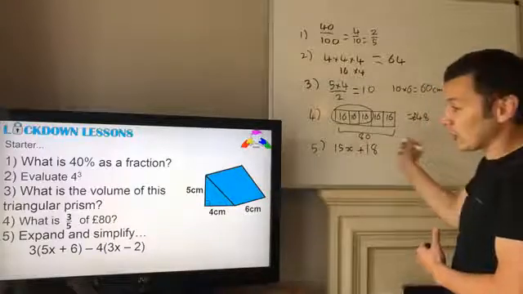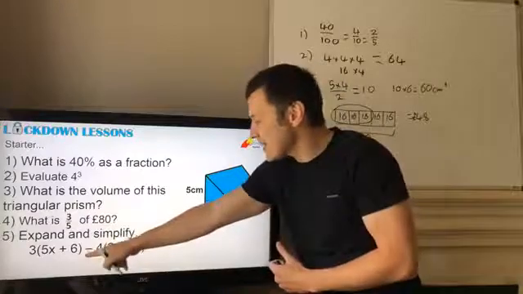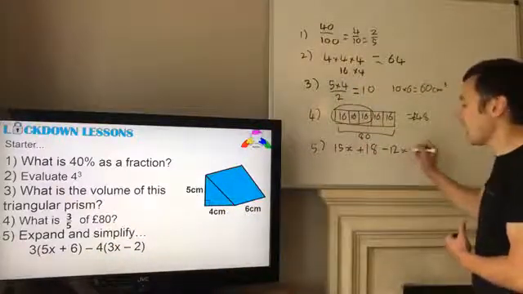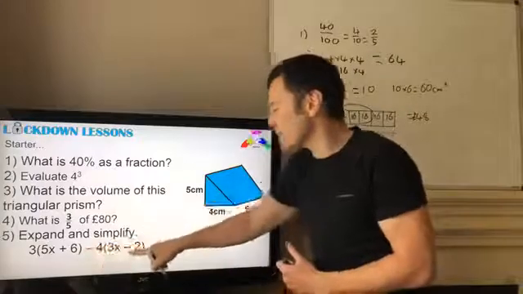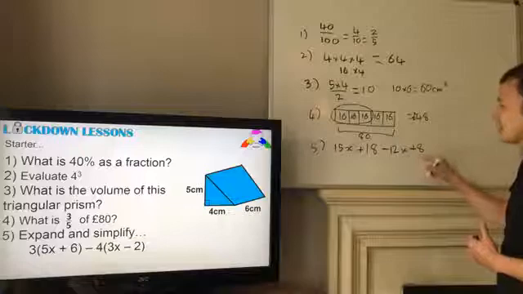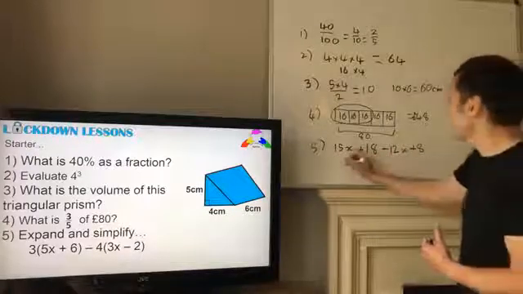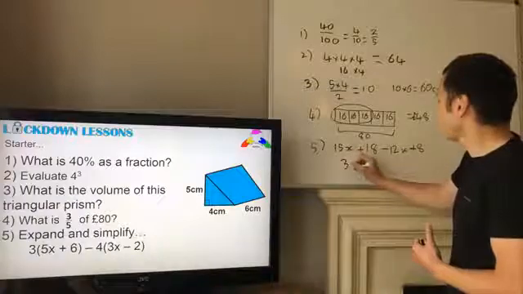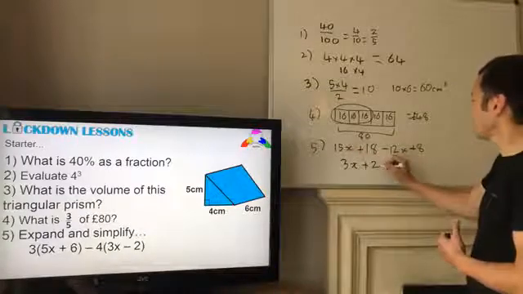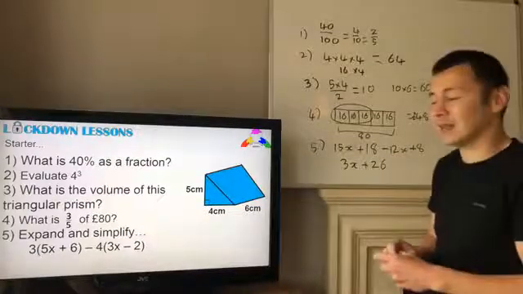You get 1 mark if you got that written down. Hard to get your second mark. This bracket here is negative 4 times everything. So you've got minus 12x, but a negative times a negative is a positive 8, not a negative 8. Then when you simplify that together, 15x minus 12x is 3x, 18 plus 8 is positive 26. So very tough to get the plus 26 there.